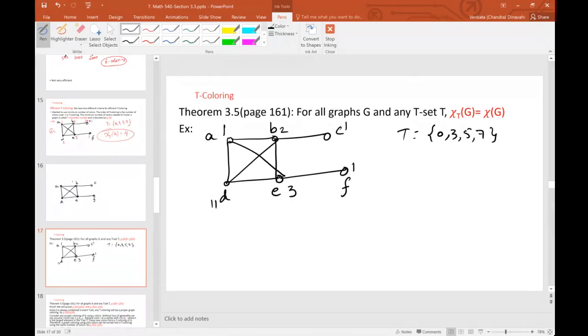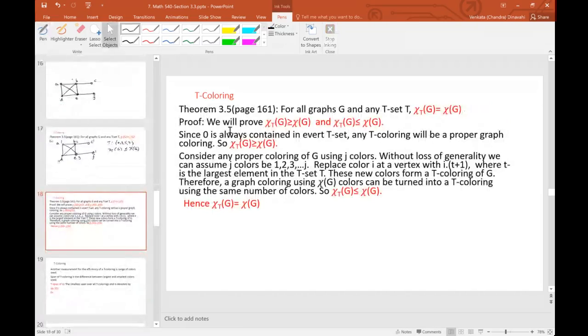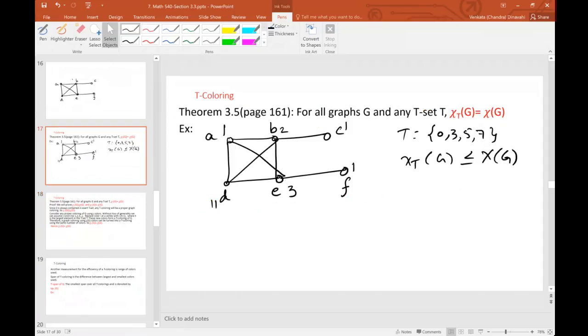So any T coloring is obviously going to be a proper coloring as well because 0 is a part of it. So two adjacent vertices cannot be the same color. So any T coloring will obviously be a proper coloring also. So this is true. So once I give a T coloring, I'm going to get a proper coloring as well. But the chromatic number is the smallest possible of those. So this is the proof. 0 is always contained in any T set. Any T coloring will be a proper coloring.